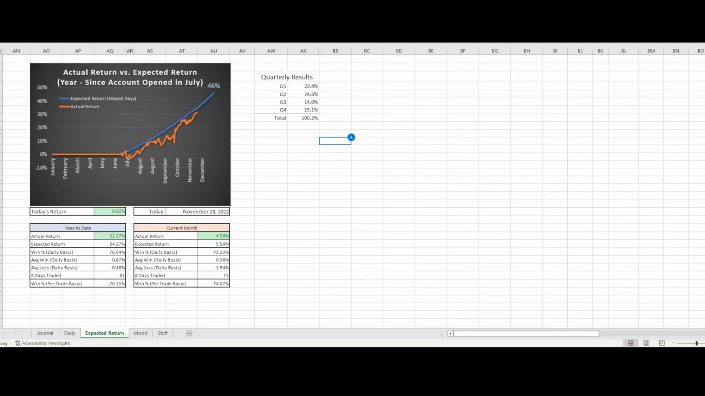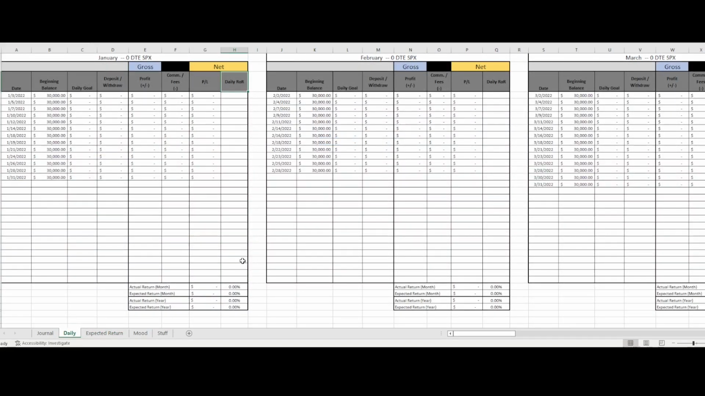So that's our year so far. We still have a couple days of trading left in November, and we are hoping for a big month in December, with the final rate hikes for the year coming up, I believe, on December 14th. Now, looking at the daily tab, we can take a look at our daily totals for the last several months, as well as our monthly returns.